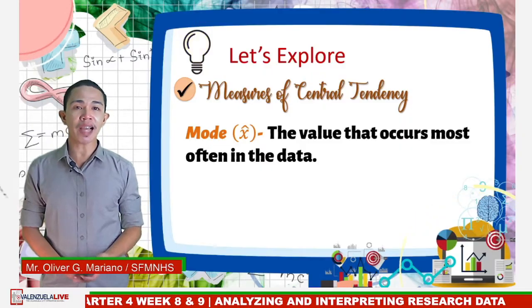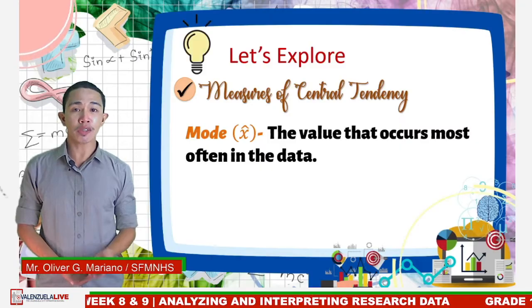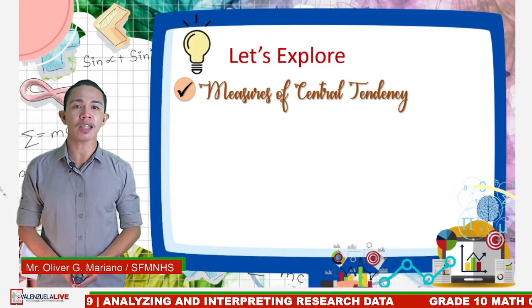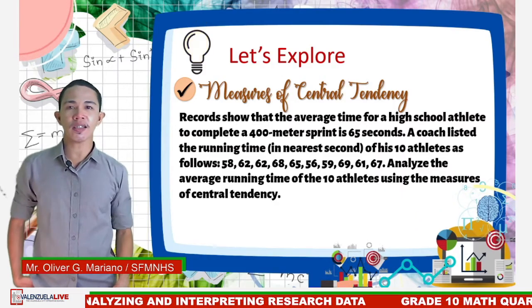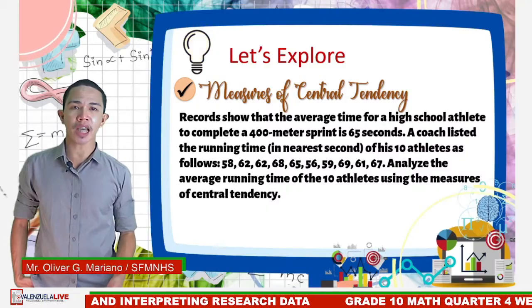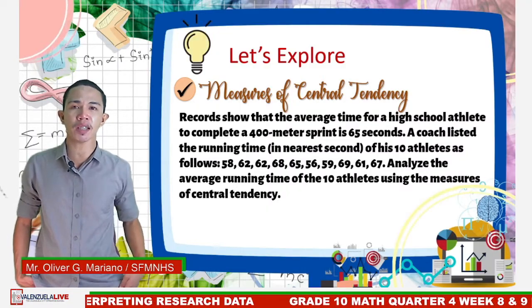This refers to the value that occurs most often in the data. To see how these are used in analyzing and interpreting data, let us consider this situation. Records show that the average time for a high school athlete to complete a 400-meter sprint is 65 seconds.